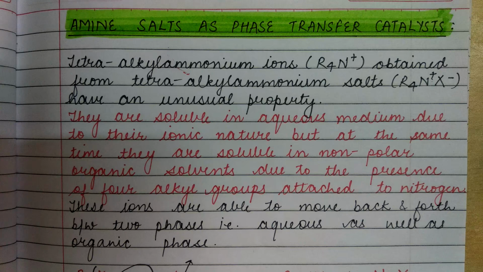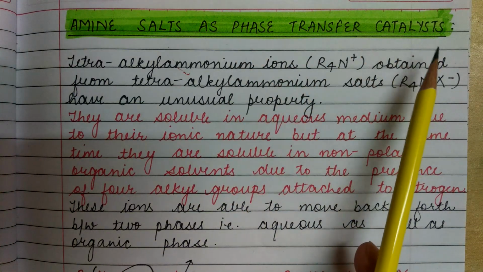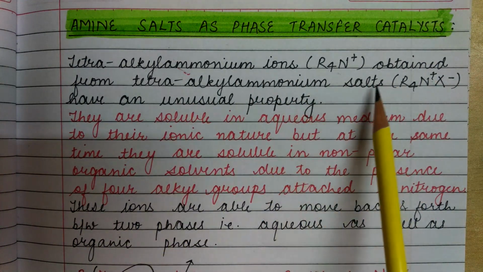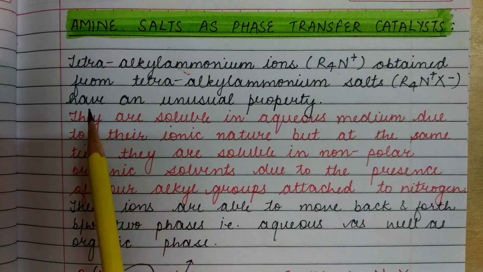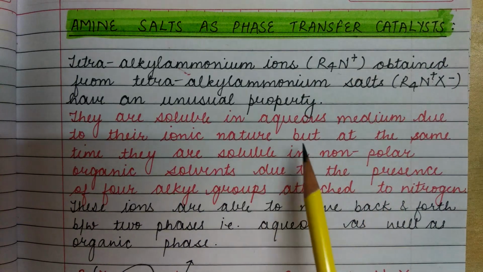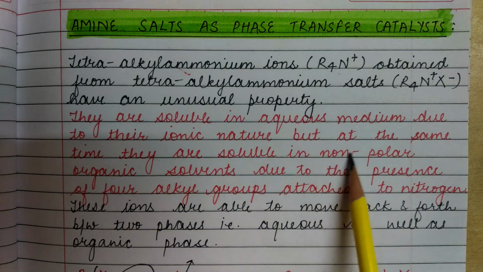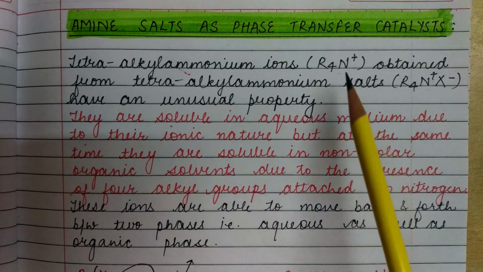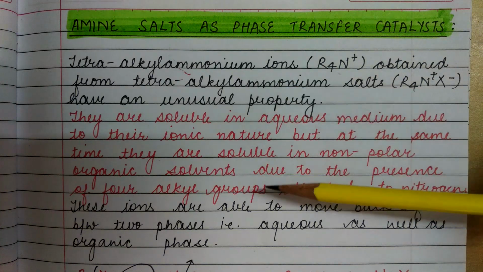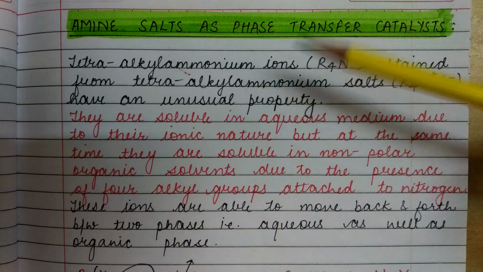The last topic of the chapter is amine salts as phase transfer catalyst. Tetra-alkyl ammonium ions, R4N positive, are obtained from tetra-alkyl ammonium salts, that is R4N positive X negative. They have an unusual property. They are soluble in aqueous medium due to their ionic nature, and at the same time, they are soluble in non-polar organic solvents due to the presence of 4 alkyl groups attached to the nitrogen. These ions are able to move back and forth between the aqueous and organic phases.